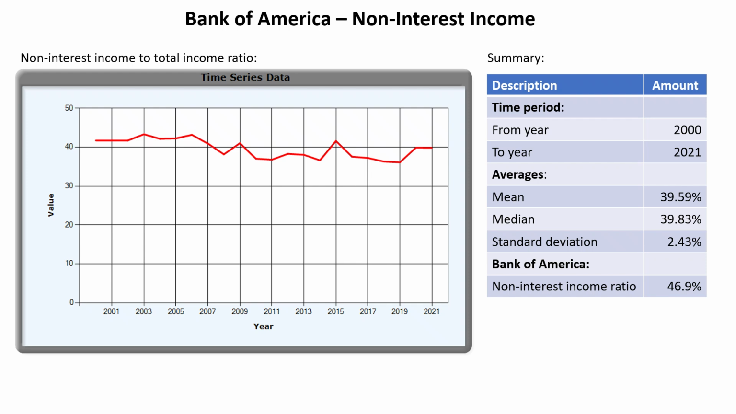And Bank of America's ratio is around 46.9%, which is more than the average for all banks. This is primarily because the spread business of Bank of America relies heavily on debt securities, which are relatively low rate versus its loan portfolio. So therefore, the spread business is less a piece of the pie than for the average bank, and its ratio of non-interest income to total income is greater.